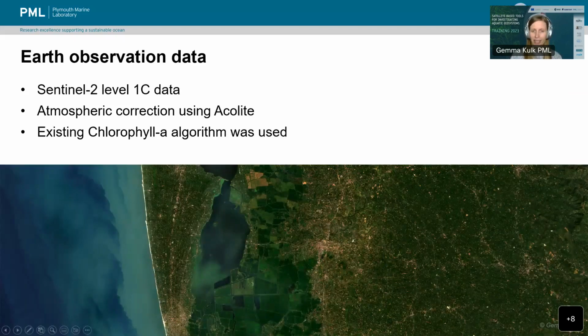The satellite data that we used in this study is again Level 1C data from Sentinel-2, which I obtained from the Copernicus Open Access Hub. And we processed this data using Acolite to perform the atmospheric correction and obtain the remote sensing reflectances. We then used an existing chlorophyll A algorithm because at the time of this study, we had not yet developed our regional algorithms for chlorophyll A.